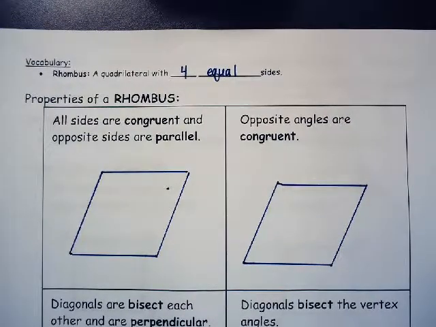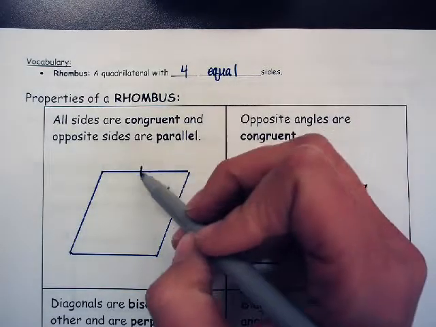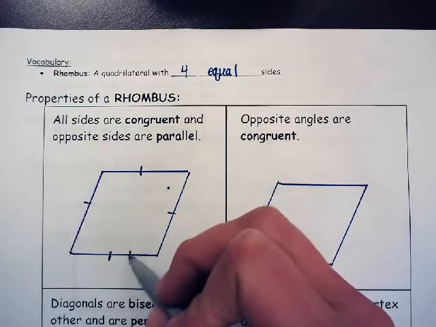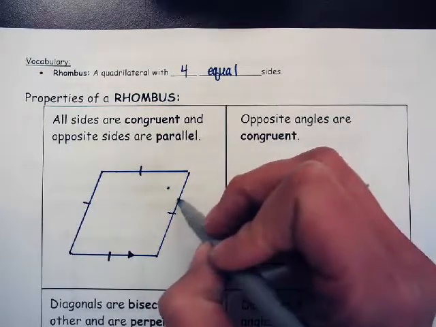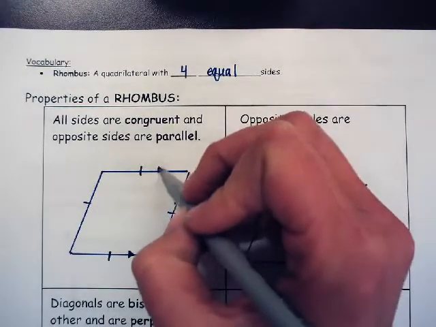Okay, a rhombus has 4 equal sides. So a difference now between a rhombus and a rectangle is that a rectangle did not have 4 equal sides. They just had opposite sides that were congruent and parallel. So this is a little bit more specialized. All sides are congruent and parallel, so I can draw my parallel signs here.